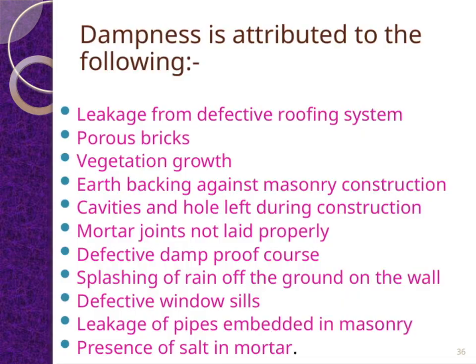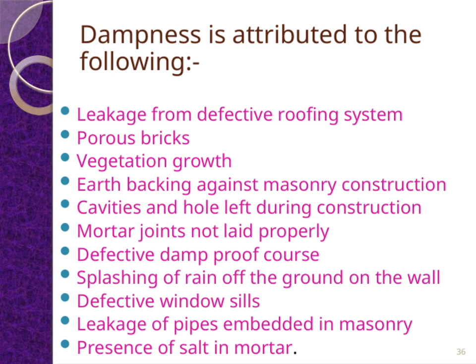Dampness in a building can often be traced back to various issues related to the structure itself. For example, leakage from a defective roofing system is a common culprit, allowing water to seep in during rains. Porous bricks also contribute because they absorb moisture, which then travels into the walls. Vegetation growth on walls can hold moisture against the surface, exacerbating dampness.